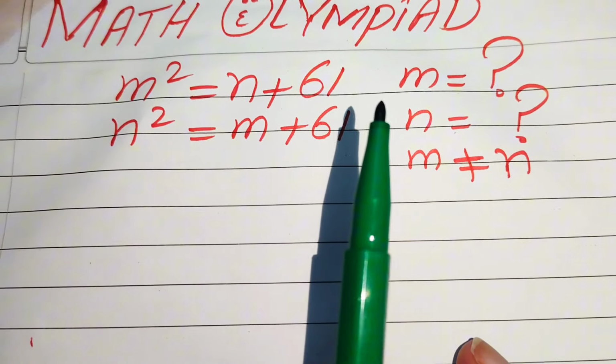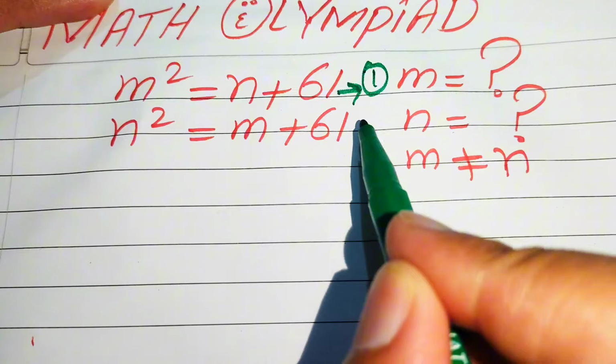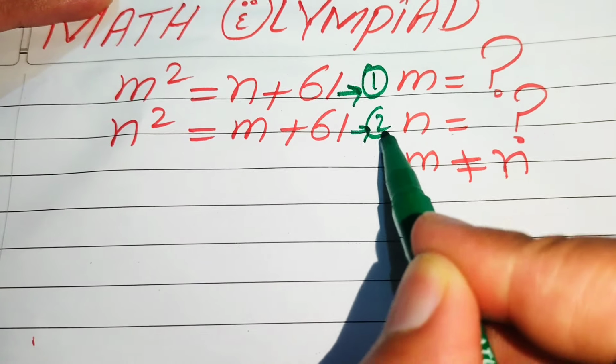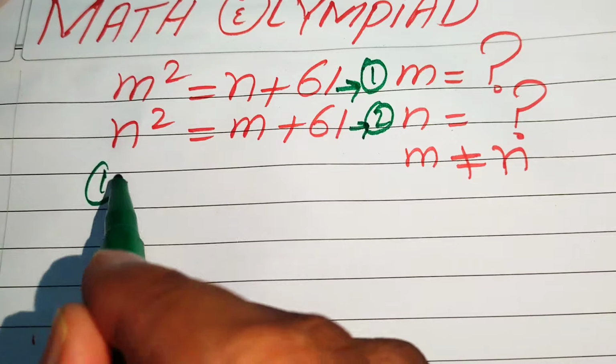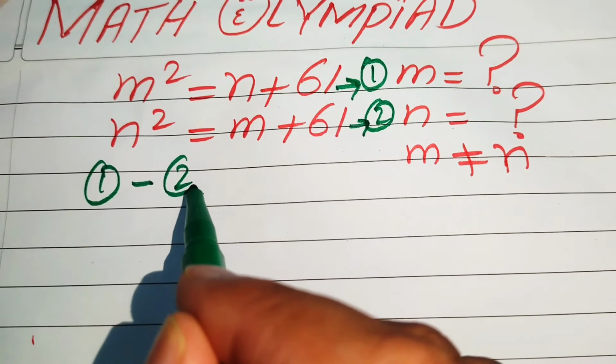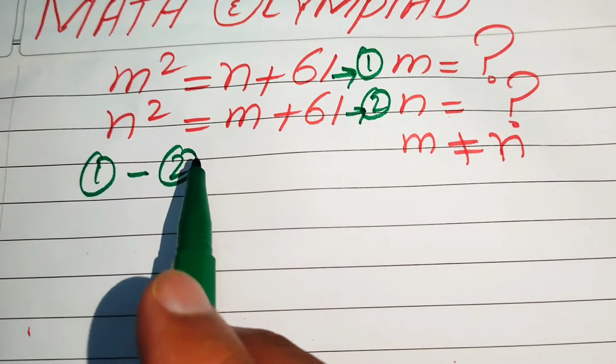The very first step we are going to do is this: we call this equation number 1 and we call this equation number 2. First we subtract equation number 1 by equation number 2. When we subtract, we subtract the left hand side with the left hand side and the right hand side with the right hand side.